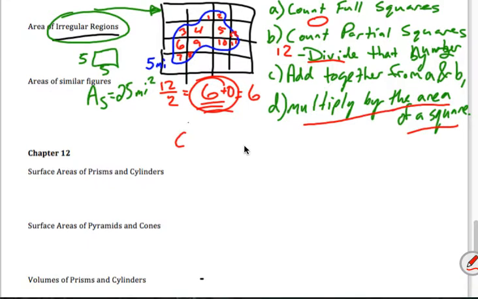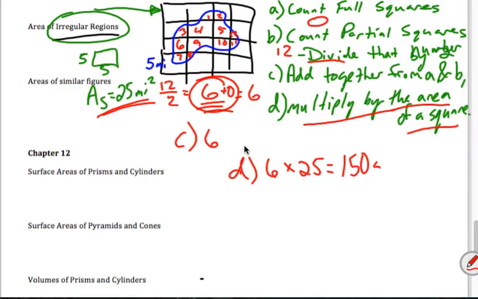So for step C, we get 6, but we know that the area of a square is 25 miles. For step D, we need to do our 6 times our 25 to find out that this is 150 square miles. The other way to write this, and you can do that, is 150 miles squared. Alright, that's actually a huge lake. So it all is going to depend on what you have for the area of your square.